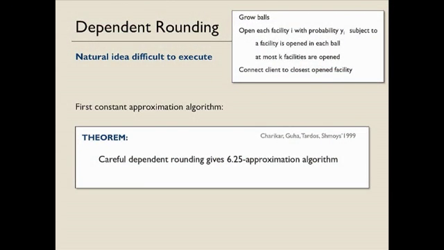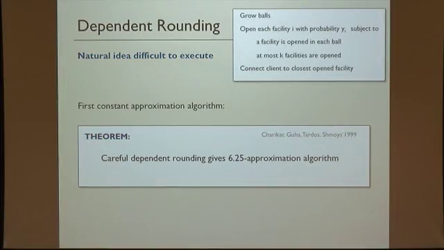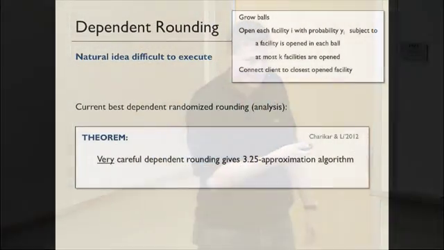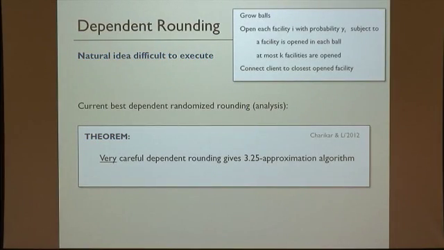This was the first constant approximation. This careful dependent rounding gives a 6.25 approximation from 99. They have worked on this quite a lot, and the best one from this year is a 3.25. This is extremely careful dependent randomized rounding. They think it is better than 3, but the analysis is very long, because it's not clear how to grow these subsets and so on.